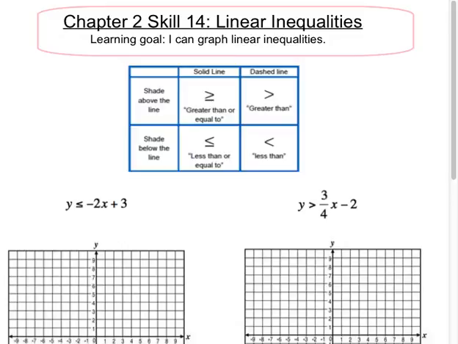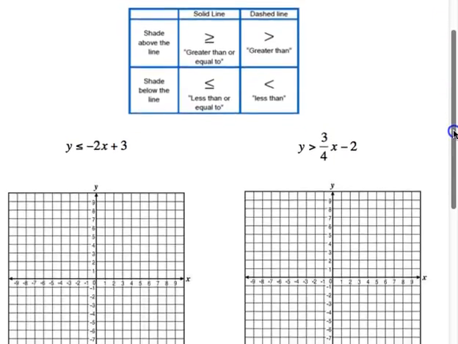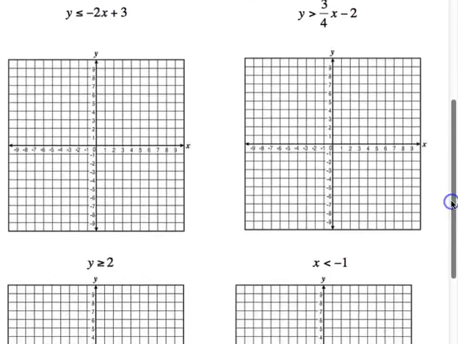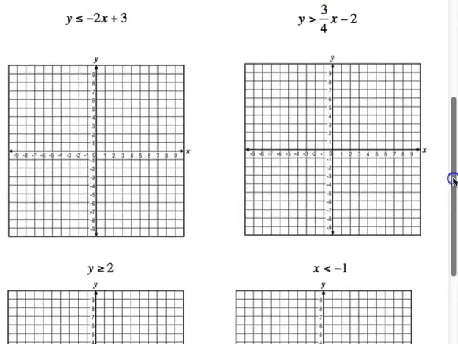Welcome back. So for the next two lessons, we're going to take what we know about graphing lines and absolute values, and apply them to graphing inequalities. So here, when we have two-variable inequalities, the first thing we're going to do is graph the line, okay?